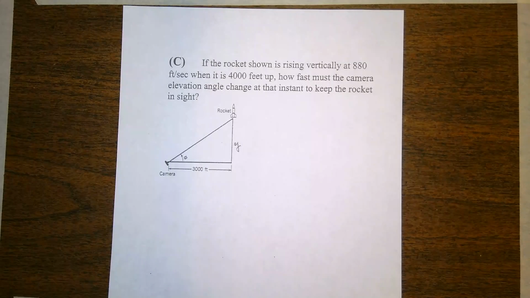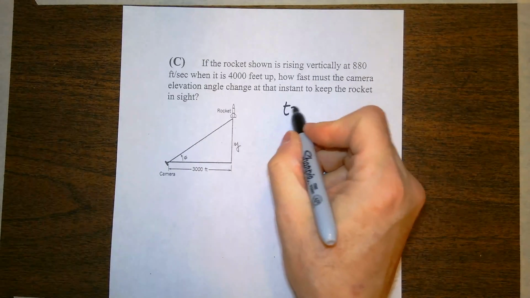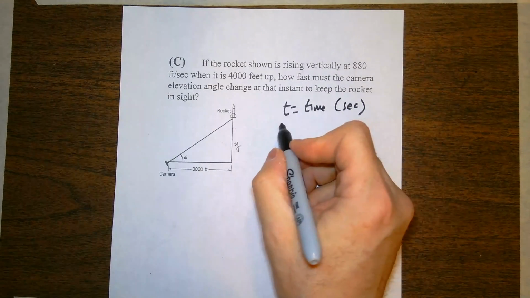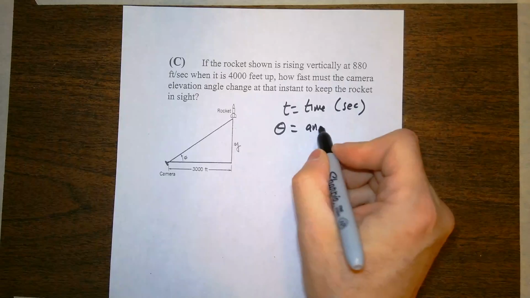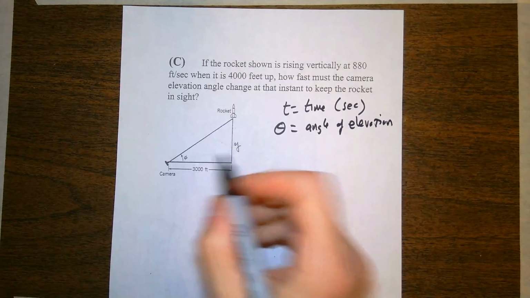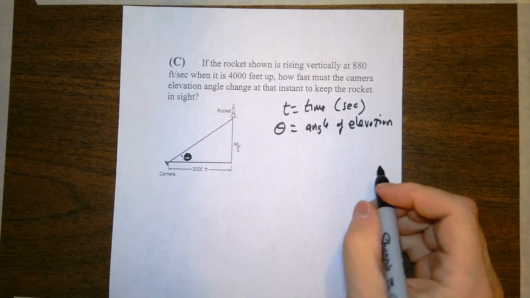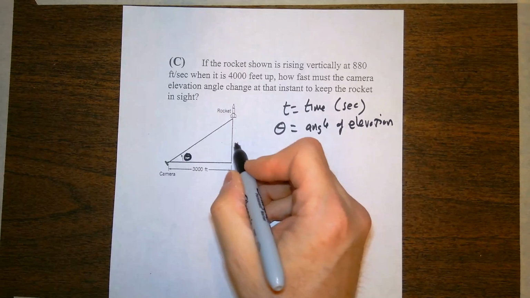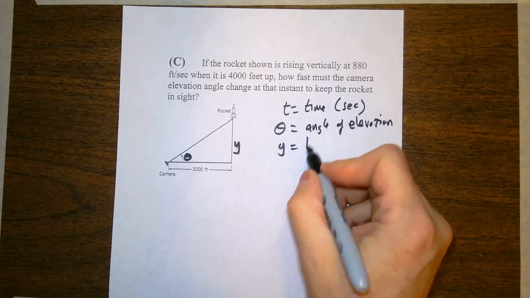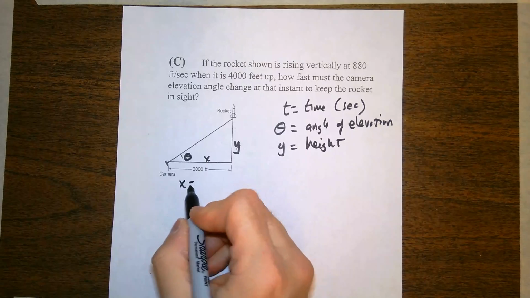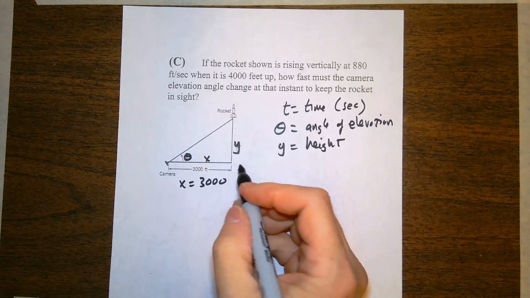All right, here we go. So let's crank this thing through and answer all the questions. t is time in seconds. The angle, I'm going to call it theta, is the angle of elevation. Oh, I just noticed I called it phi over here. Well, I'm changing that. I'm going to call it theta now. The y represents the height of the rocket. Now, the x value is a constant. x equals 3,000.